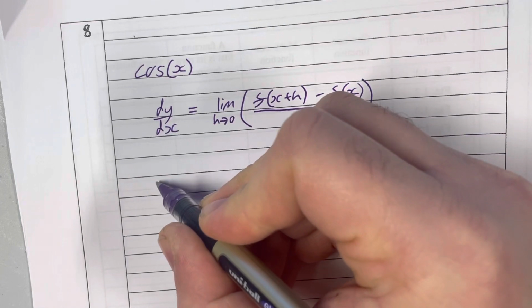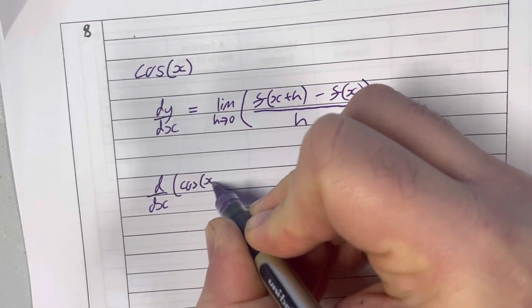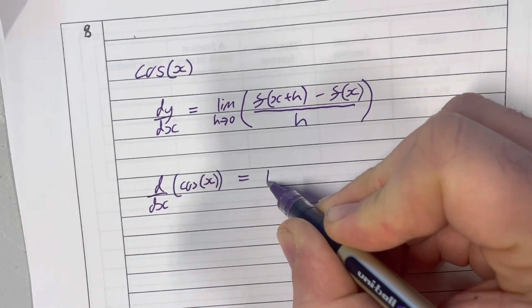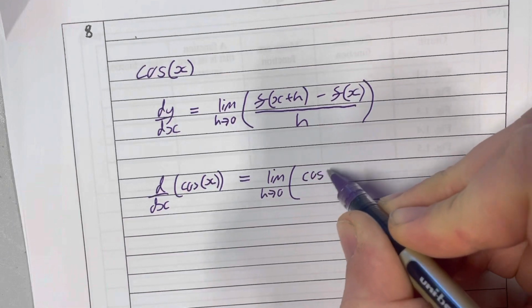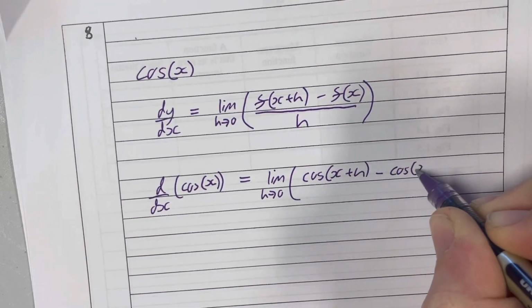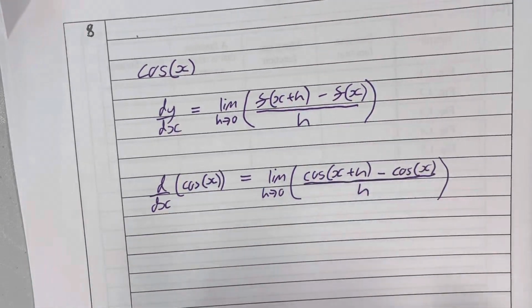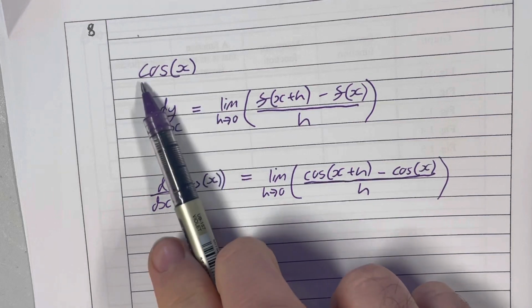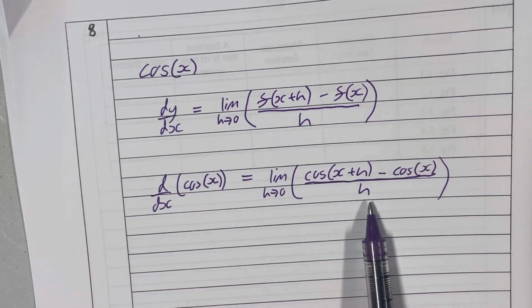Okay, so in this case, our f of x is cosine of x. So we want to say d by dx of cosine of x is going to be equal to the limit as h tends to 0 of cos of x plus h, minus cos of x, all divided by h. So all I've done there is I've just plugged in my f of x definition into this formula, which is given in the front of the book, to give me this.